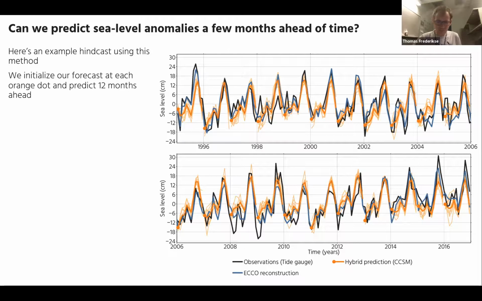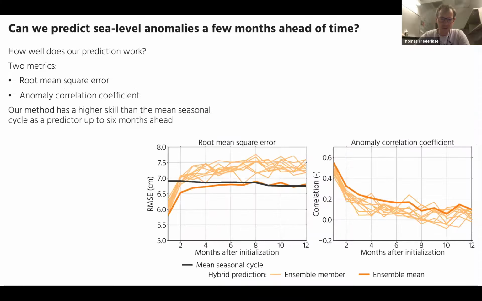But compared to the original predictions from these coupled climate models, we're already doing much better, or at least at the right order of magnitude. We have caught some events. So this looks, in a sense, already promising, especially when you look into the quality of our reconstruction.